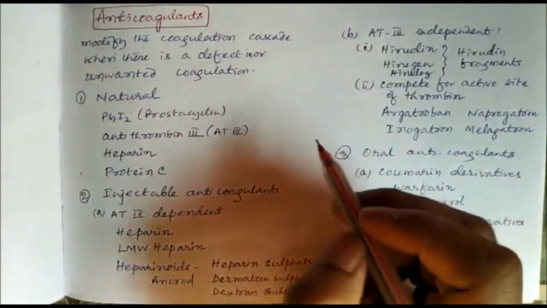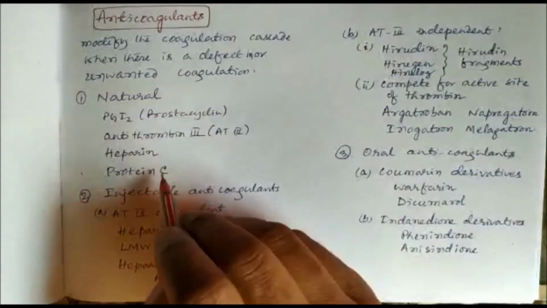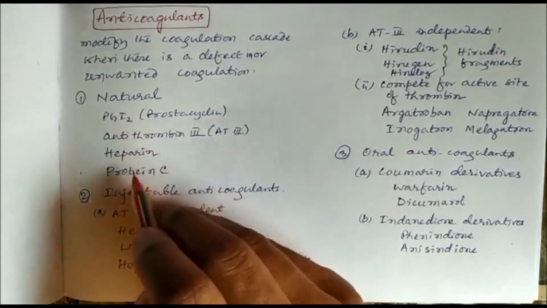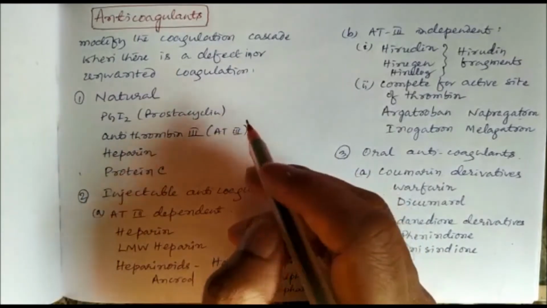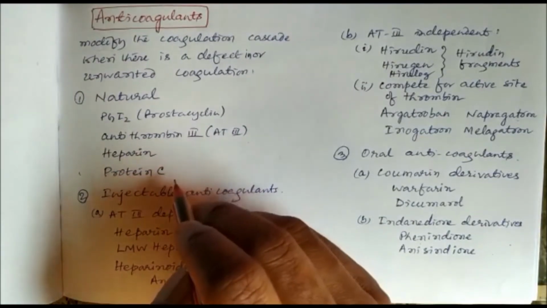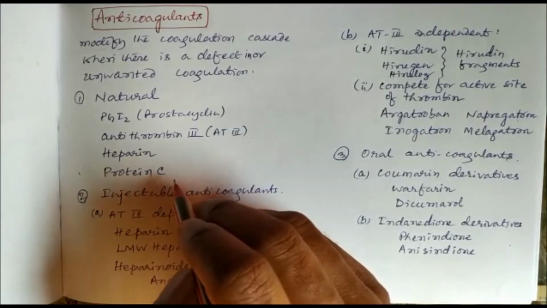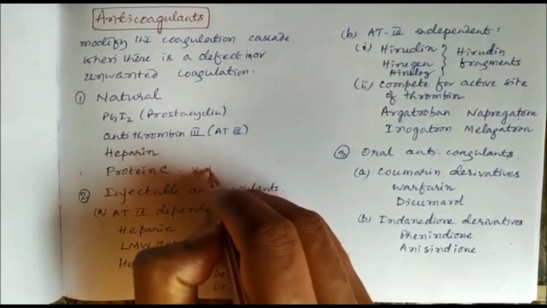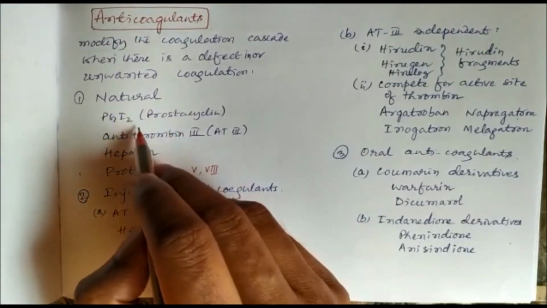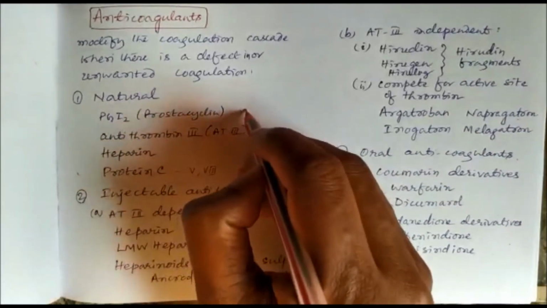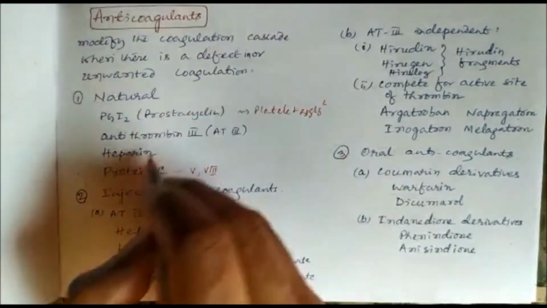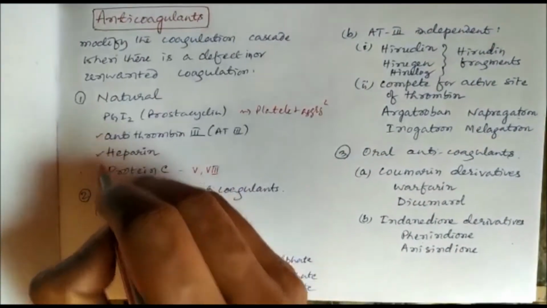It can be classified into natural anticoagulants. The natural anticoagulants are antithrombin 3, AT3, and heparin. Protein C is a plasma protein which inactivates factor 5 and factor 8. And prostacyclin, or prostaglandin I2, inhibits platelet aggregation. But we'll specify to antithrombin 3 and heparin.